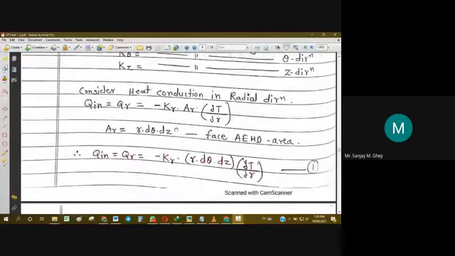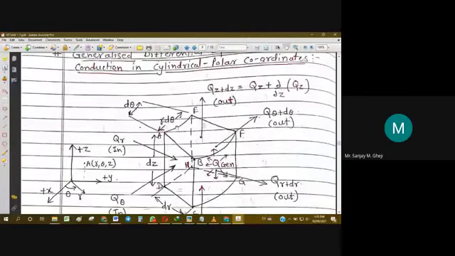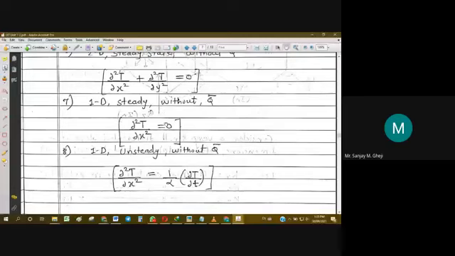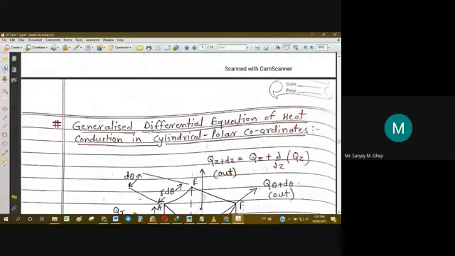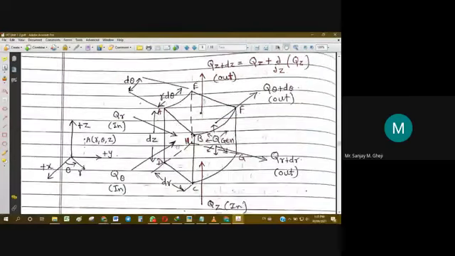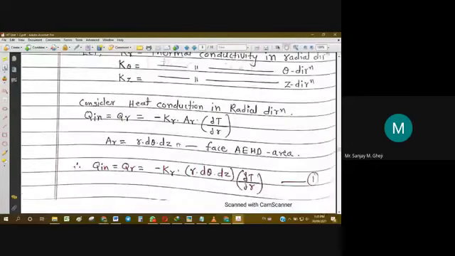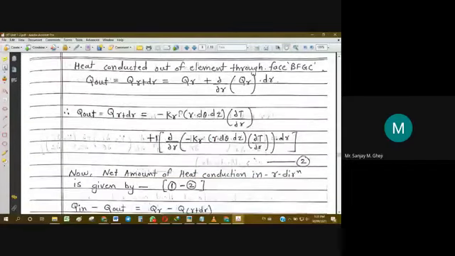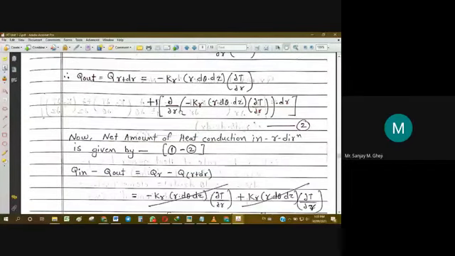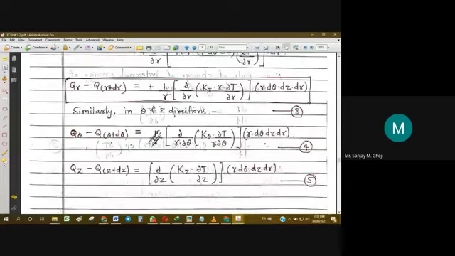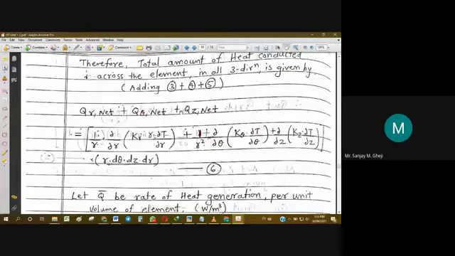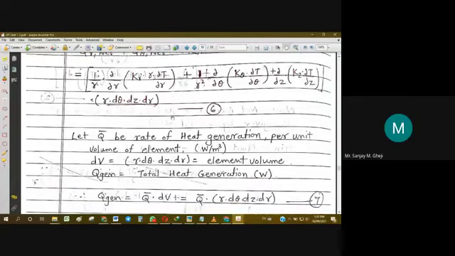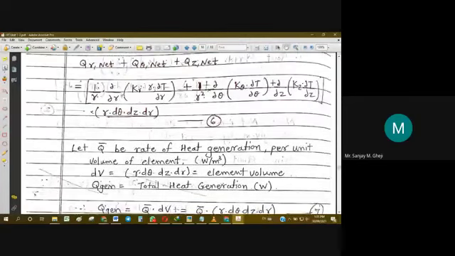Again, the complete derivation of the Cartesian coordinate system is there for your syllabus, and for cylindrical coordinates and spherical coordinates, you only have to understand how it is derived and what steps are taken. You should know the final form of the equation, the final result. The detailed derivation will not be asked, but you should know how it will be derived. So this is the other.